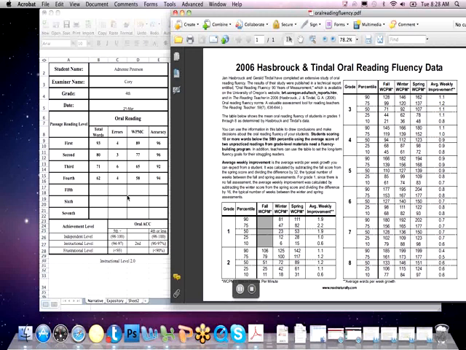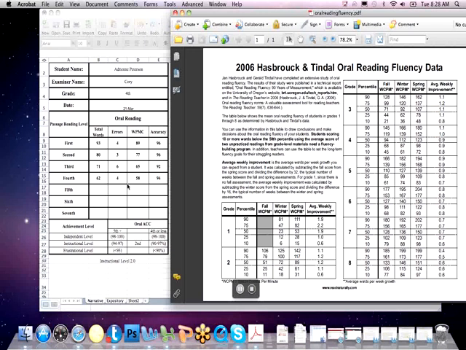So their purpose is to identify a student that may be low. The purpose of using this type of a CBA is to actually identify an instructional reading level in a much quicker time than the QRI. So we hope you understand how you could use this.